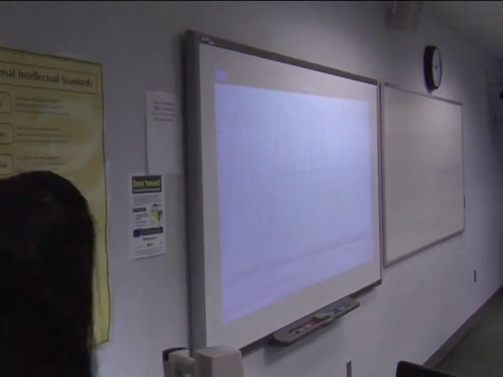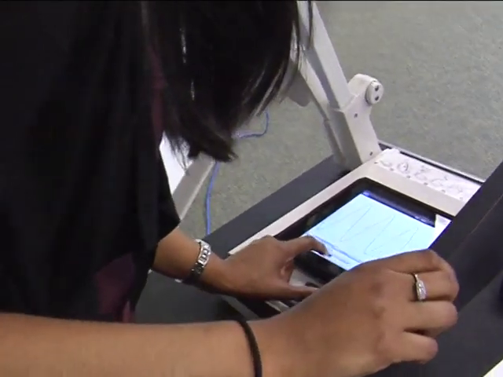And being that it is a newer technology, as we research and find things that we can use in our classrooms, it helps us improve our presentation and the way we deliver. Keeping it fresh is very important in learning.